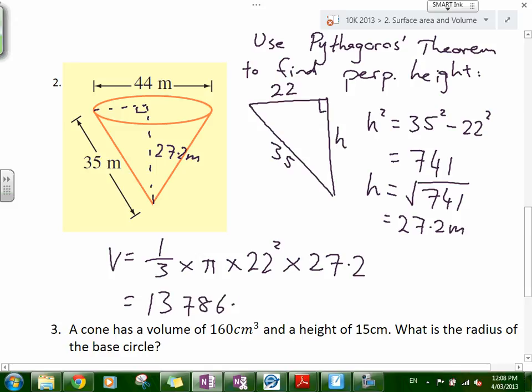$17,786.15. Good. And that's cubic meters. So that's the volume. Alright, so it holds quite a lot of stuff.